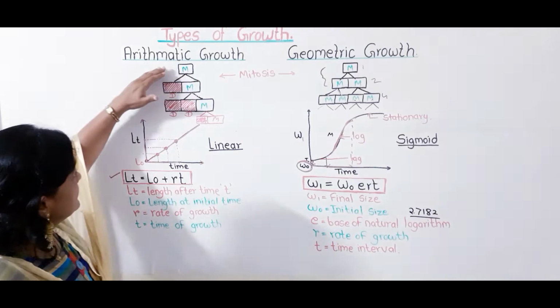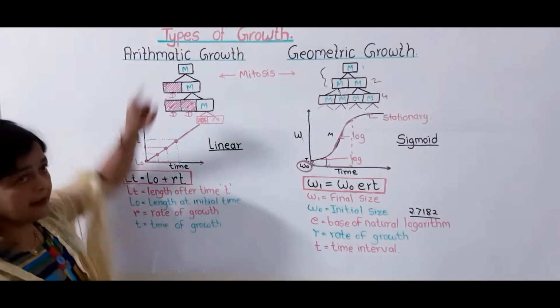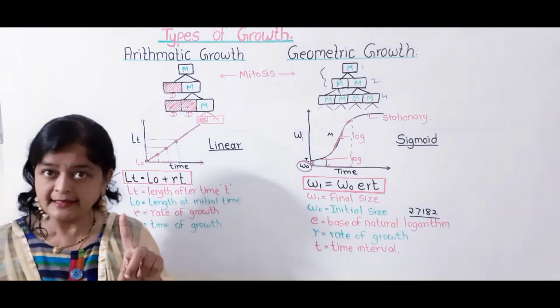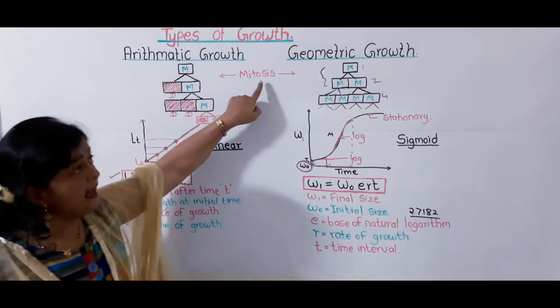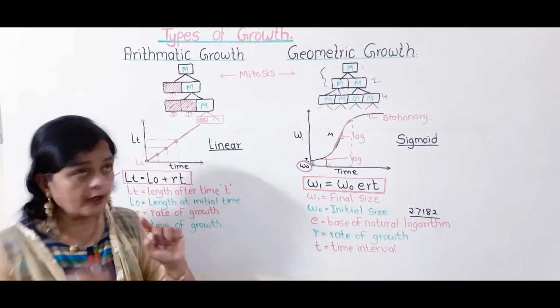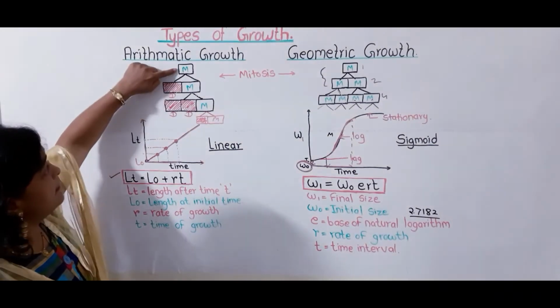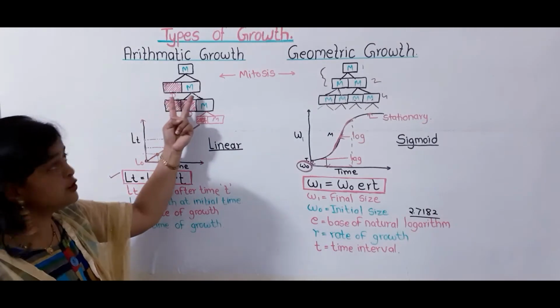For explaining this, I'll consider one example. Suppose I have taken one cell. We are considering one meristematic cell. When this meristematic cell undergoes mitosis, one cell forms two cells. It is clear from the diagram.